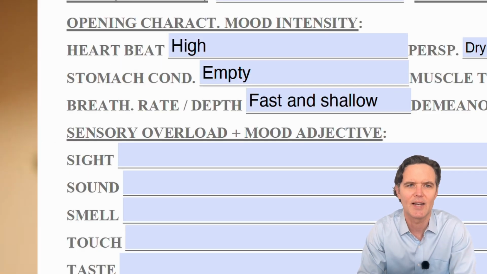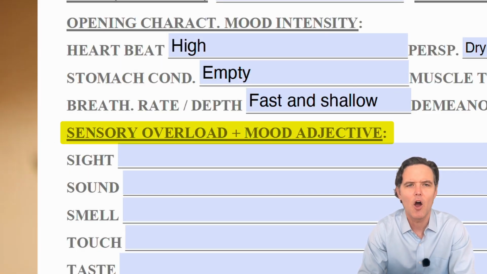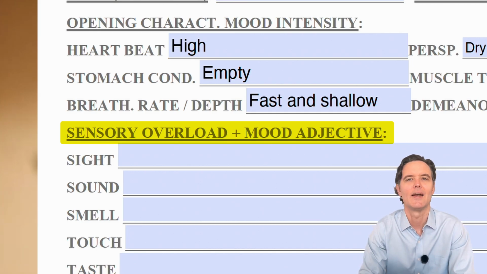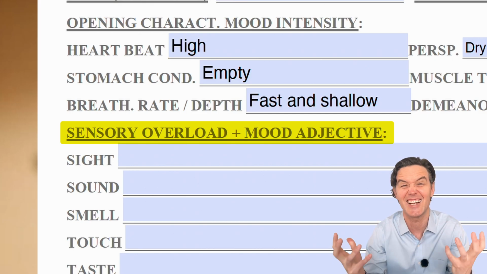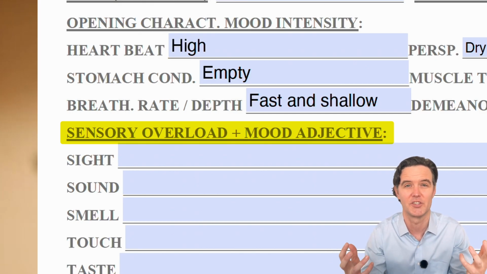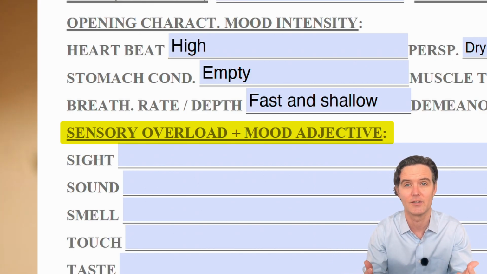Okay, next section, sensory overload plus a mood adjective. This is to help you incorporate all five senses into your scene, to really make sure, even if you're writing a screenplay, which is largely visual, that you're still taking responsibility for the sensory experience of your scene for your reader or your audience.